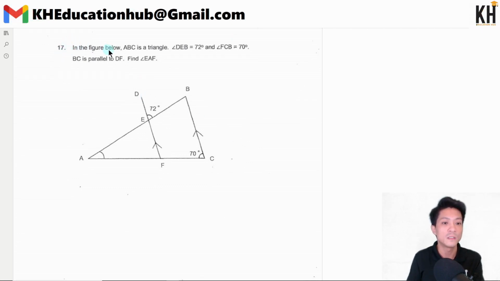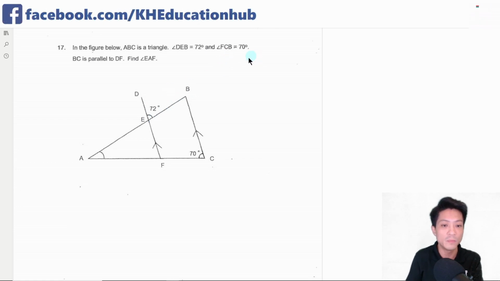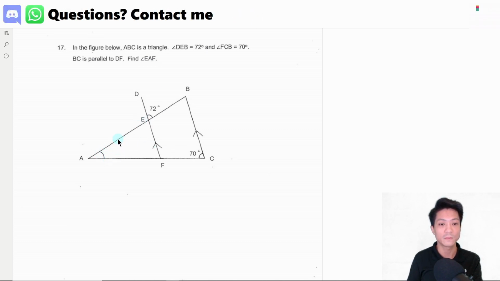Question 17. In the figure below, ABC is a triangle. DEB is 72, FCB is 70. BC is parallel to DF. Find EAF. EAF, this angle here.